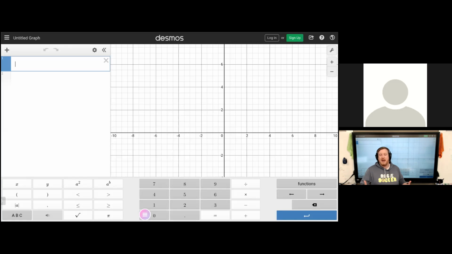All right, now that we're back with the Desmos app open, what we're going to do first is graph this function that it's asked us to. And it's saying y equals -half x plus 3. This is our first example. So I'm going to type that in.